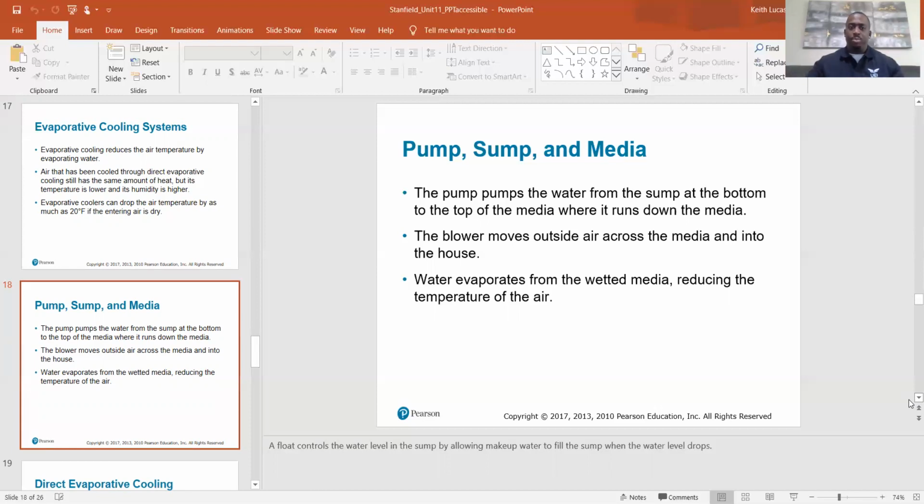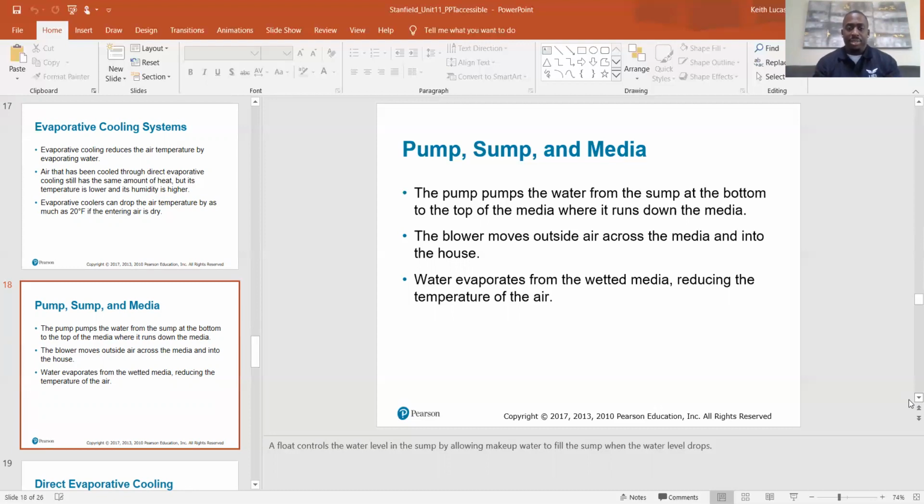So it's just a big metal box with vents on all four sides. And right behind those vents, you have your pads or your media. The sump is just a tank of water on the bottom, and the water gets pumped to the top like a sprinkler, and it just runs down and cascades down the media.